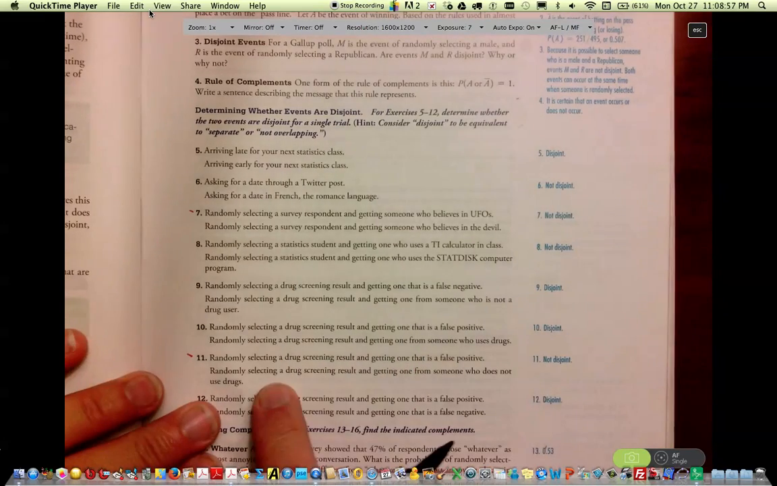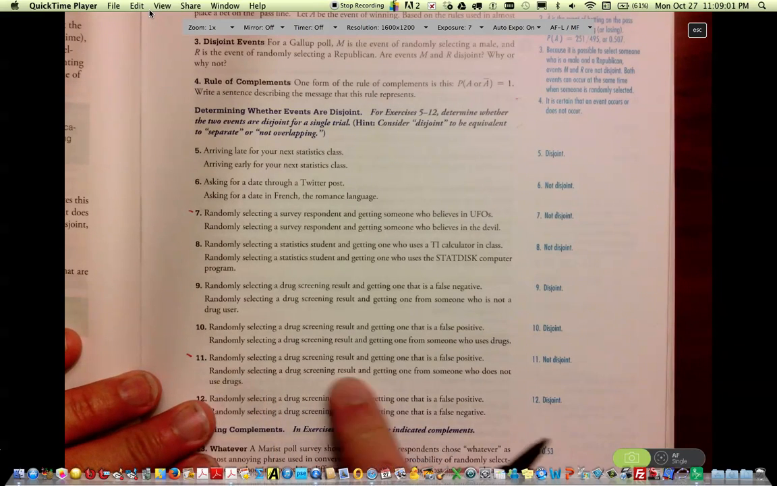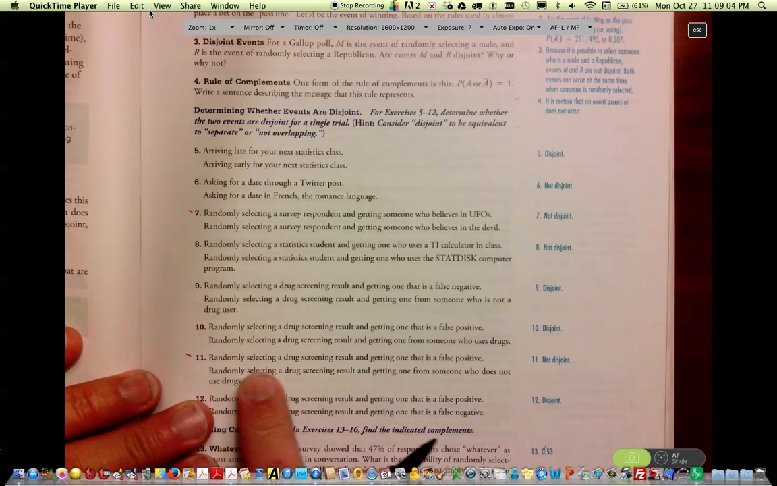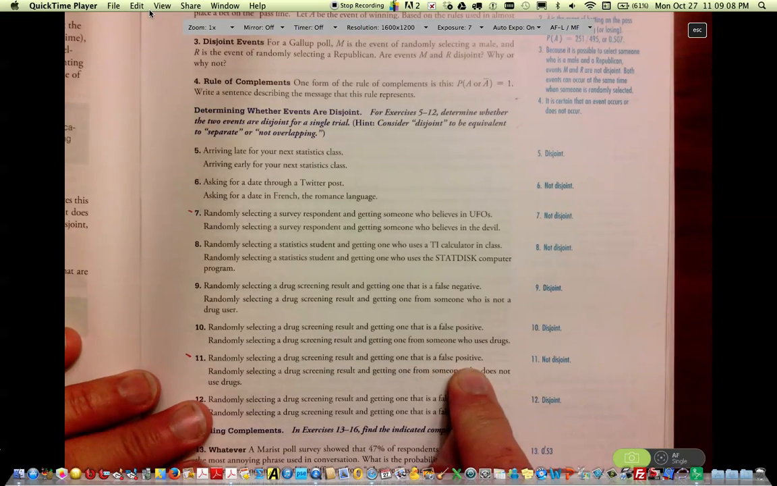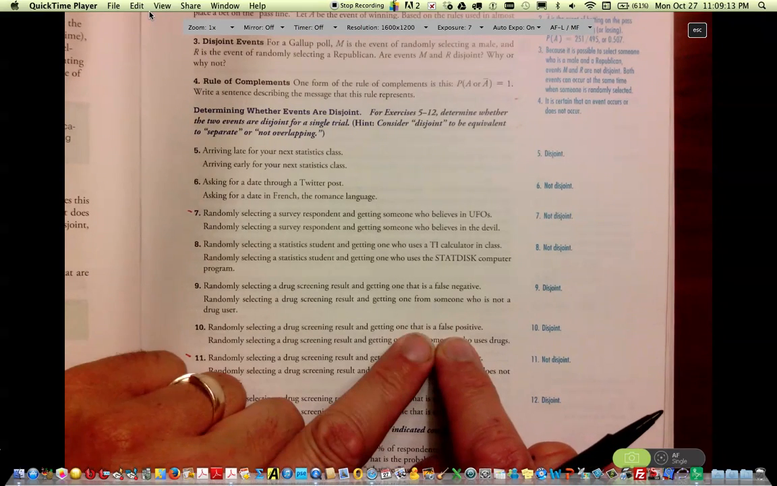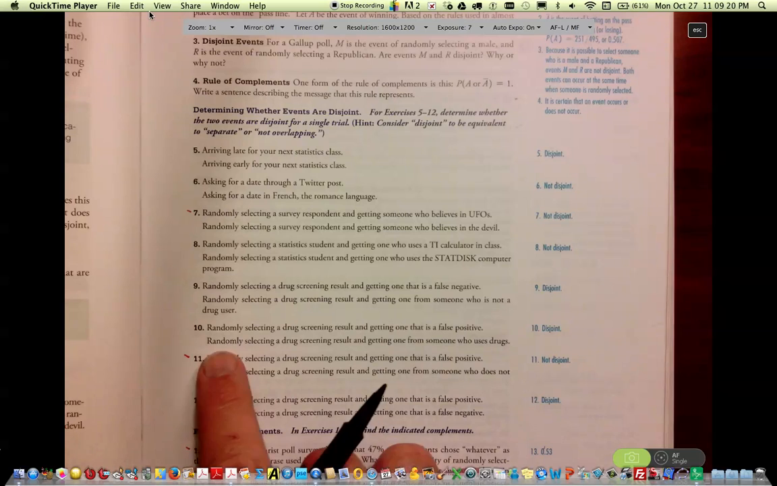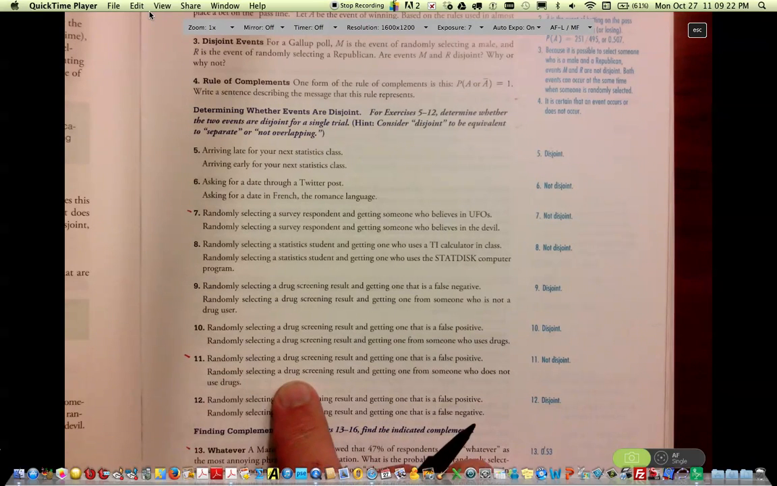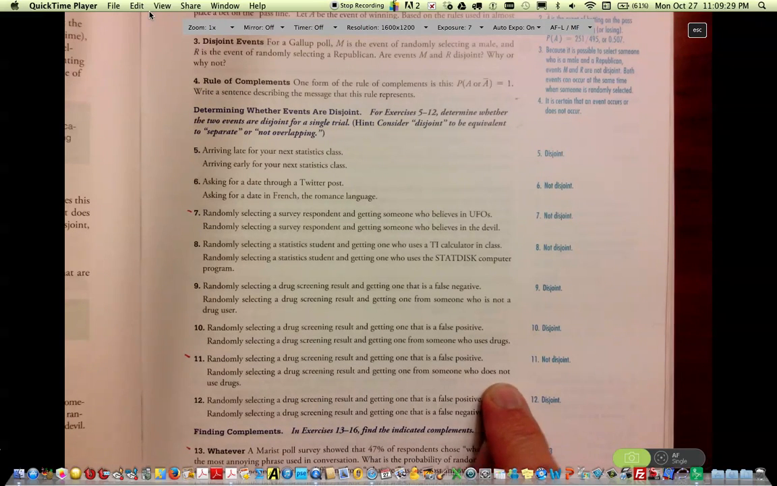Okay, take a look at another question here, number 11. Number 11 has to do with the drug testing again. So A is randomly selecting a drug screening result and getting one that is a false positive. All right, remember what a false positive is. A false positive is the person is not using drugs, but the test says that they are. Okay, and then B is randomly selecting a drug screening result and getting one from someone who does not use drugs.